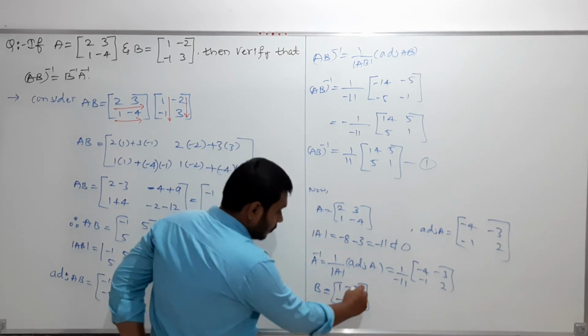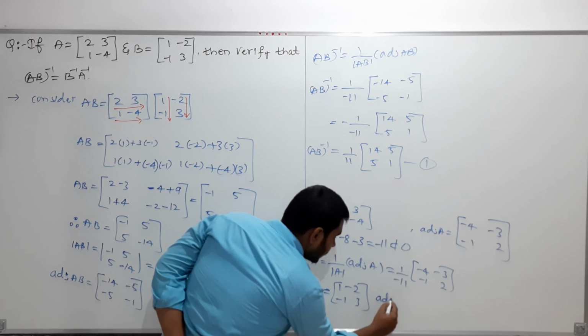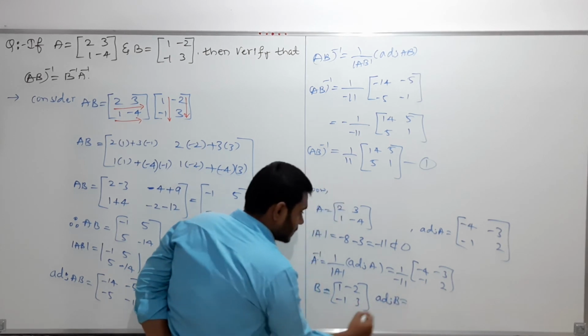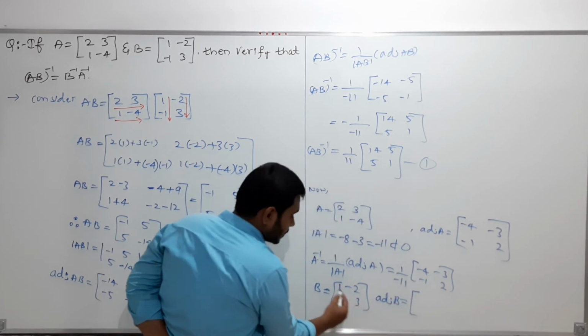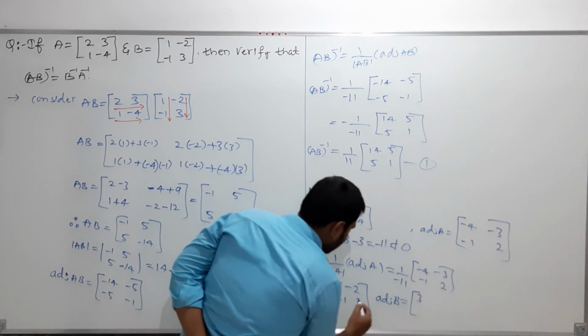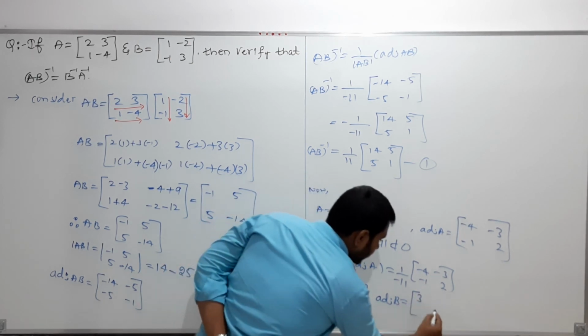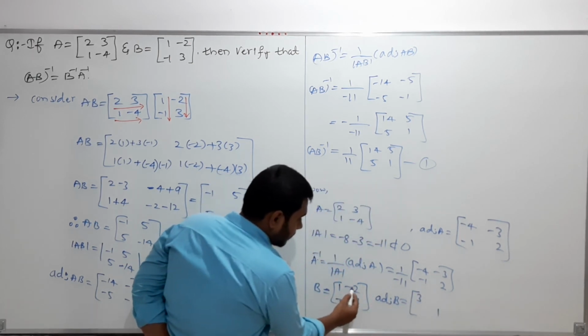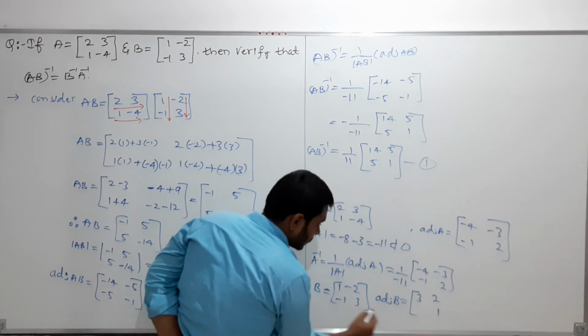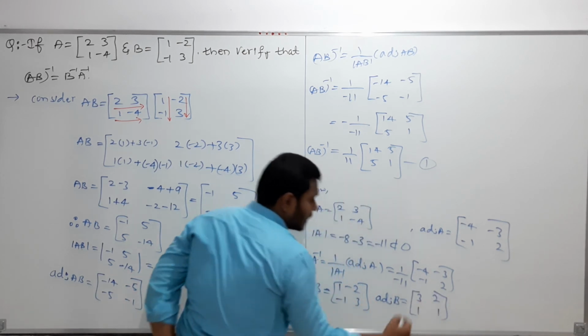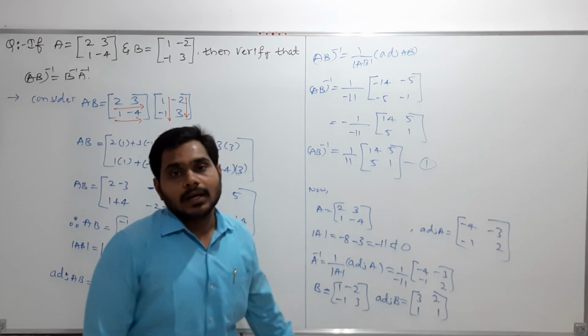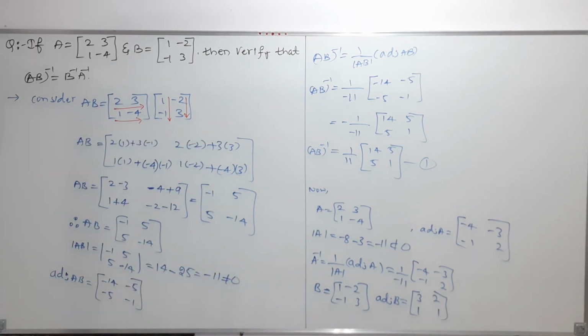Clear? Now what is adjoint of B? Adjoint of B is equal to, just interchange the diagonal elements. Here it is 3 and here it is 1, and change the sign. Minus 2 becomes plus 2, minus 1 becomes plus 1. This is your adjoint of B. Is it visible to you? Just I'll check. Yes, it's visible to you.